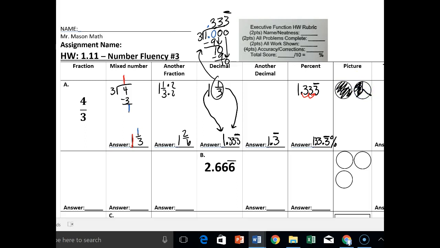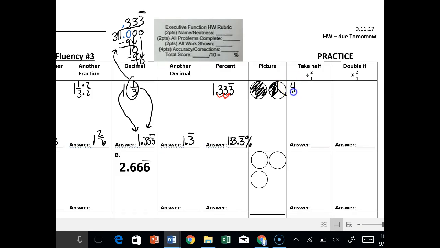All right. For take half and double it, I'll have 4 over 3 divided by 2 over 1. I will then flip my second fraction and change it to multiplication. So 4 over 3 times 1 over 2, which gives me 4 over 6. And I need to simplify this, so divide by 2 on both. I'll get 2 over 3. I'll do 4 over 3 times 2 over 1 to double it. When I multiply straight across, I get 8 over 3. I'll accept 8 over 3, or 2 2/3.